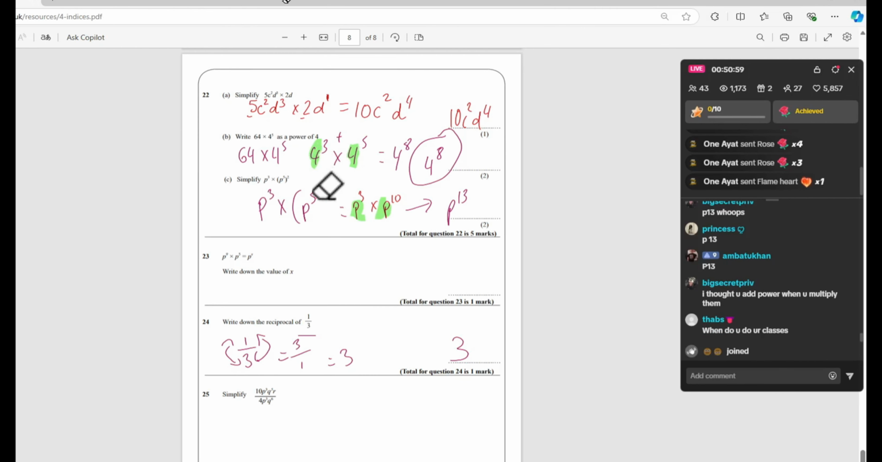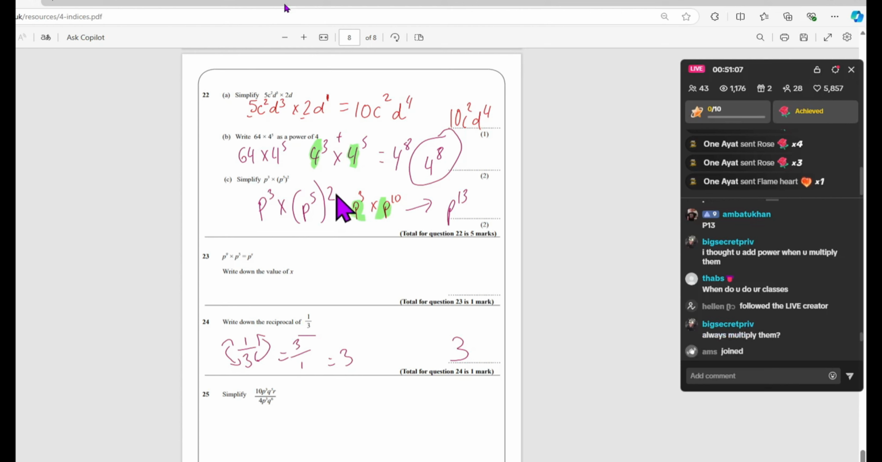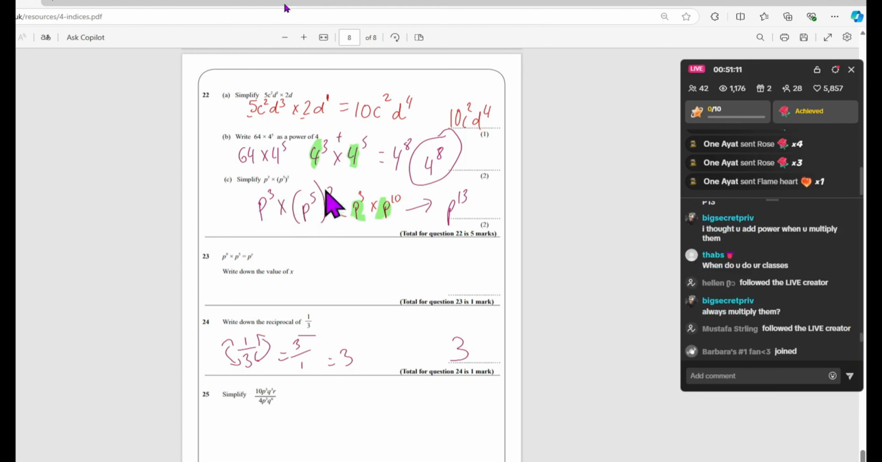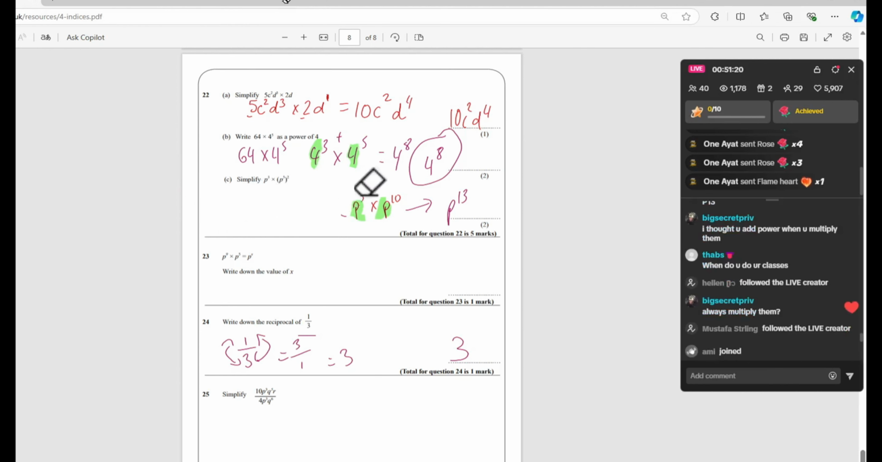Yes, you always multiply them when we have them together, but when we are multiplying like this, we are adding them. But when we have this, let's just say we ignore this. So you guys know the answer, okay? Let me give you an example, okay?